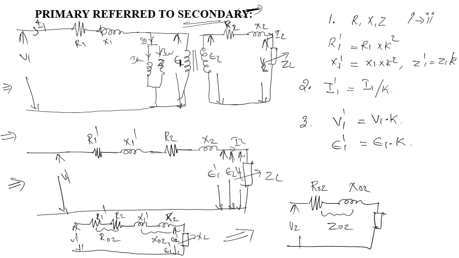So this is a simplified circuit of the transformer referred to secondary. Okay. So we have discussed the equivalent circuit of a transformer referred to primary and equivalent circuit of a transformer referred to secondary, and we discussed some rules needed to make it a simplified equivalent circuit of a transformer. So I can once again write the rules here.